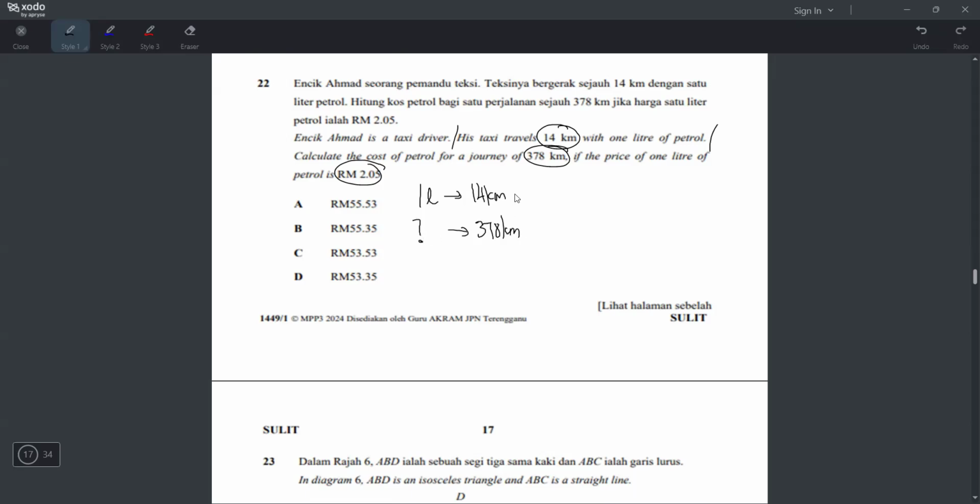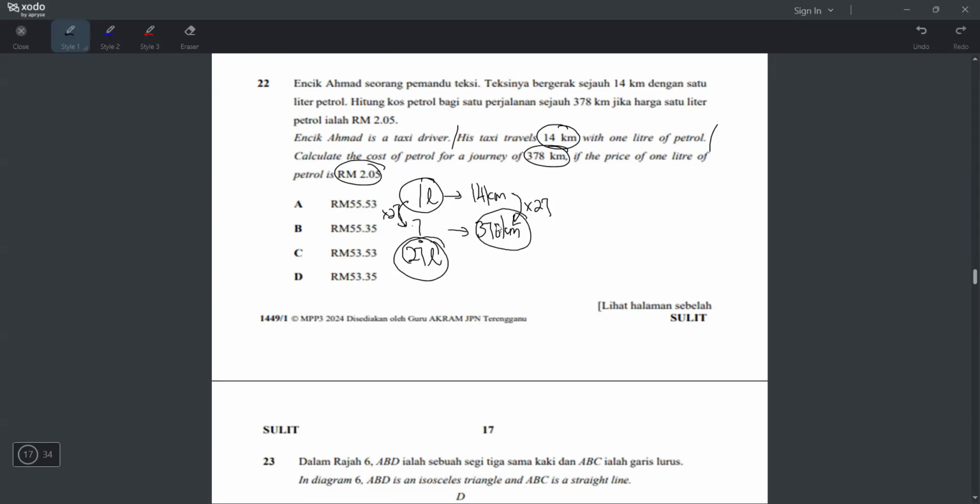Okay, very easy. Look here, what do we multiply by? 14 times what is 378? You just press 378 divided by 14. You get 27. That means from here to here, you have to times 27. It means from here to here also times 27. So 1 liter times 27 will give you 27 liters. It means with 1 liter you can travel 14 kilometers, and with 27 liters you can travel 378 kilometers.